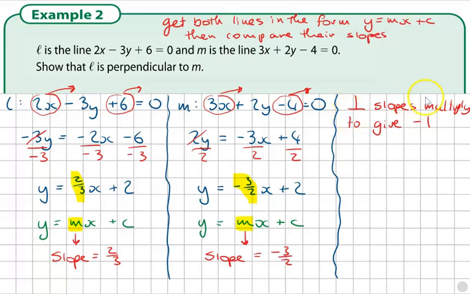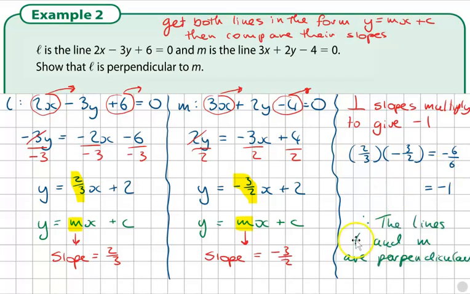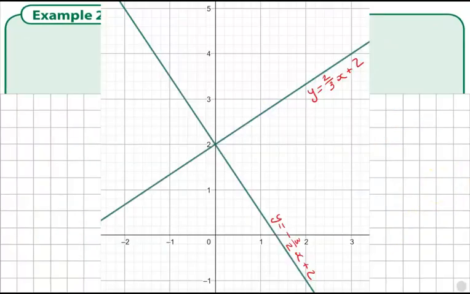So perpendicular slopes multiplied to give minus 1. So 2 over 3 multiplied by minus 3 over 2. Well, a plus by a minus is a minus. And then top by top, bottom by bottom, 2 times 3 is 6, and 3 times 2 is 6. And minus 6 over 6 is minus 1. Anything divided by itself is 1. So we do get minus 1. Therefore, the lines L and M are perpendicular. So we know that the lines are perpendicular because their slopes multiply to give minus 1.